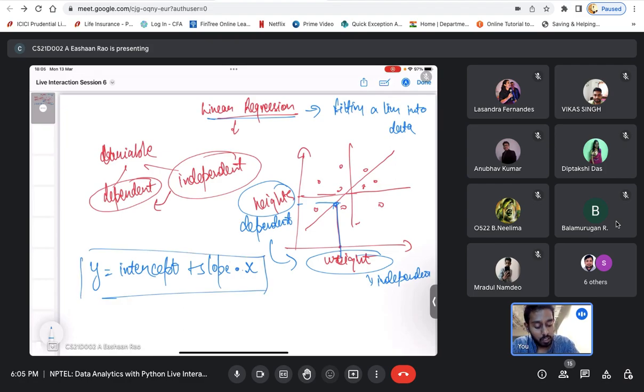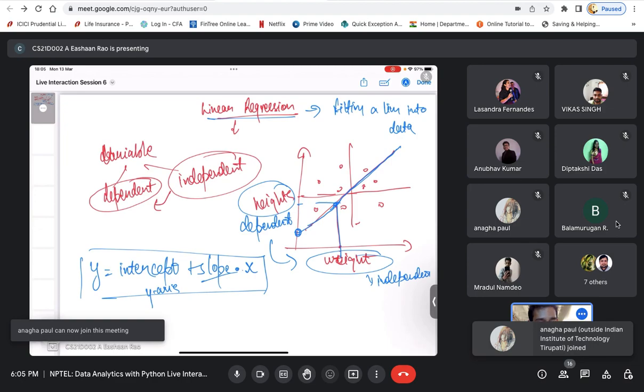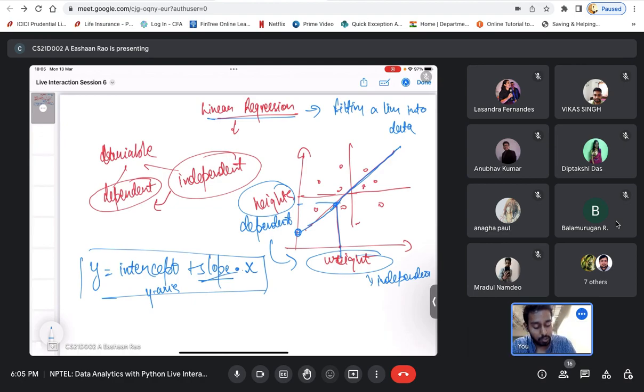The basic assumption is that they are correlated. The intercept will be the starting point of the value on the y-axis, and the slope represents the line that shows how x is related to y. Based on this, we are going to find out, for a given x, what the value of y is. So here we are trying to find these two values, intercept and slope.